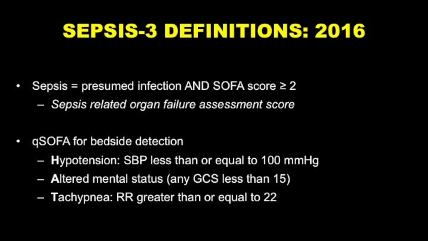Did she have altered mental status? Yes. And was she tachypneic, over 22? Yes. So she met 2 of those criteria, and they're looking for 2 criteria out of those 3 in the quick SOFA score, which makes it pretty useful because you don't need labs, and it's pretty easy to remember.